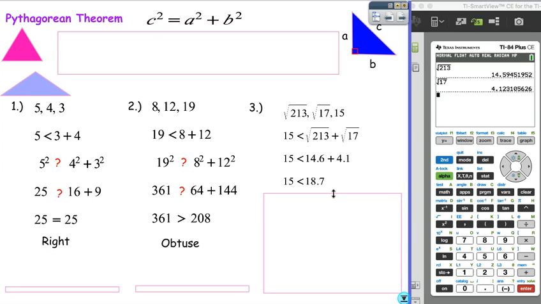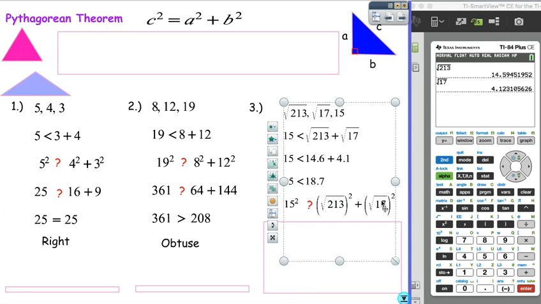So for that, we need to, again, look at the Pythagorean theorem, and we're going to square each length. So 15 is the longest length, so we're going to put that on the left-hand side. 15 squared, how does that compare to the square root of 213 squared plus the square root of 17 squared? Now, remember that squaring and square root are inverse operations, so these two will end up canceling each other out. So on the right-hand side, I will end up with 213 and 17.